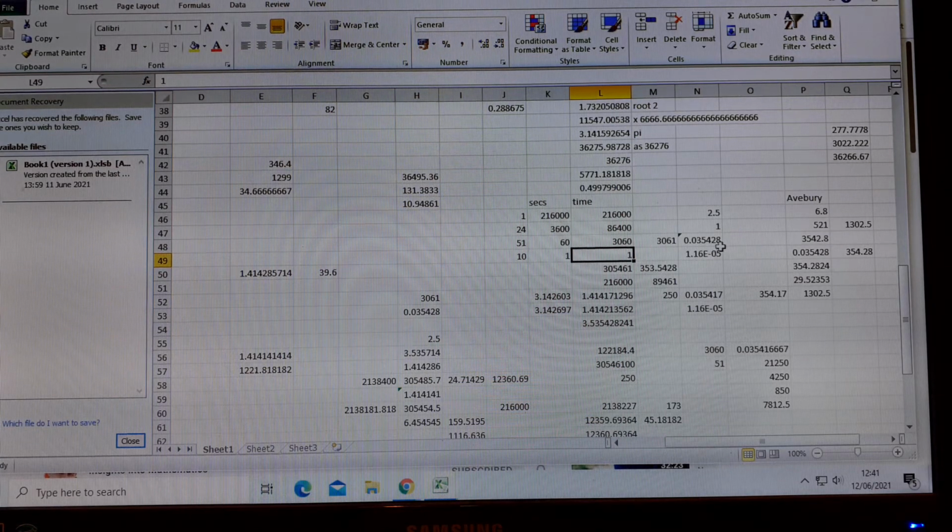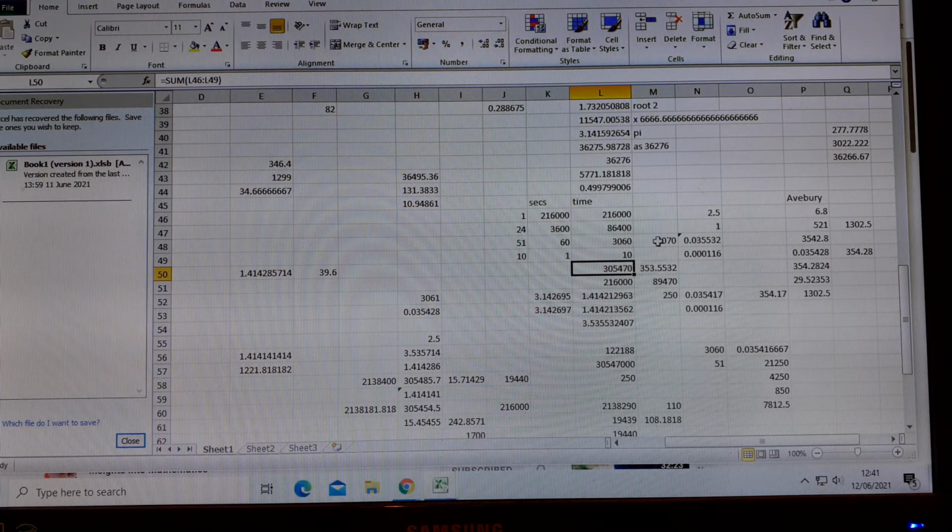We get 354.28. What is the chances of that happening? I'm going to change it back because some strange numbers have come up. So let's change it back to what it should be. And that's astronomical. So now we've got the Earth's circumference, we've got time, we've got root 2, we've got the Avebury perimeter, all in this.